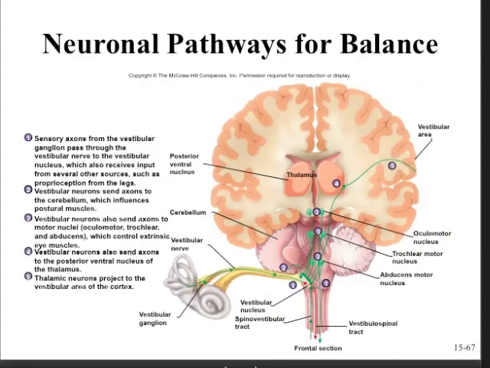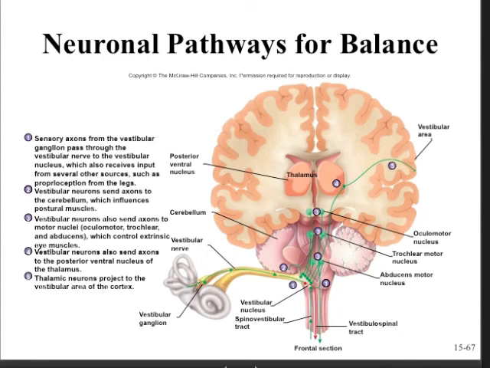So what are the pathways that this takes to the brain? Well, most of these centers are found in the brainstem and in the cerebellum. And this is important because remember the cerebellum is responsible for coordinating our intentions with our actions as far as movement is concerned. So what you have is sensory axons from the vestibular ganglion passing through the vestibular nerve to the vestibular nucleus, which also receives input from several other sources such as proprioception from the legs. Vestibular neurons send axons to the cerebellum, and this influences your postural muscles.